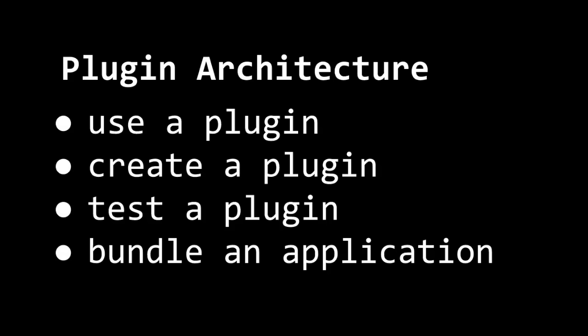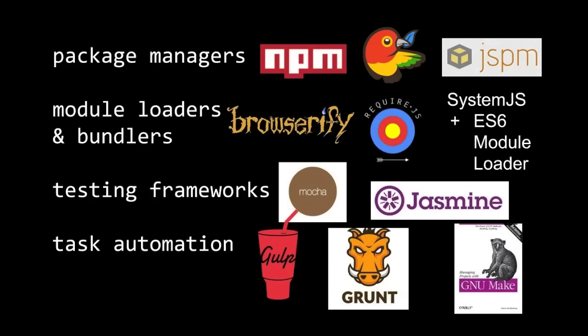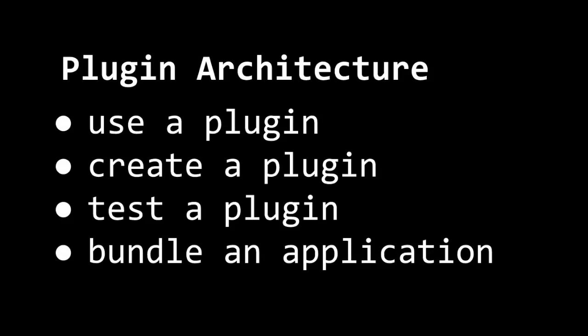So what I view as a plugin architecture is anyone who wants to use this architecture should be able to do these following 4 tasks. They should be able to use a plugin that somebody else made. They should be able to create a plugin. They should be able to test a plugin, as in like write unit tests and run the unit tests. And then they should be able to bundle an application that uses many plugins into one massive file so it can be integrated into production flows like the Rails asset pipeline.